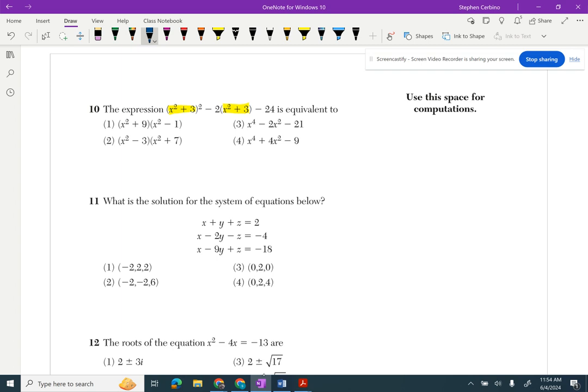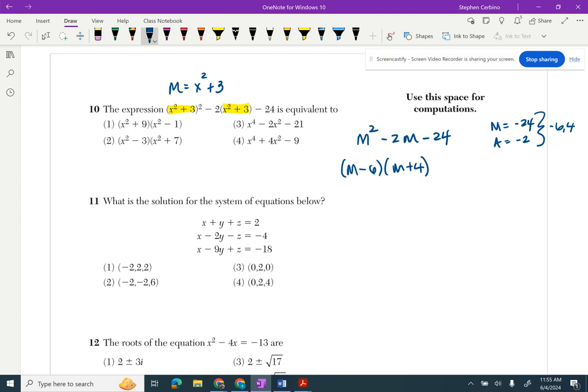So I'm going to replace them with a different variable like m. And I'm going to rewrite this without x squared plus 3 in it. That's going to become m squared minus 2m minus 24. And then I'm going to factor it just like I'd factor any trinomial. I'm going to say what multiplies to the last number and adds to the middle number. The two numbers that make that work are going to be negative 6 and positive 4. So I can factor that to m minus 6 and m plus 4.